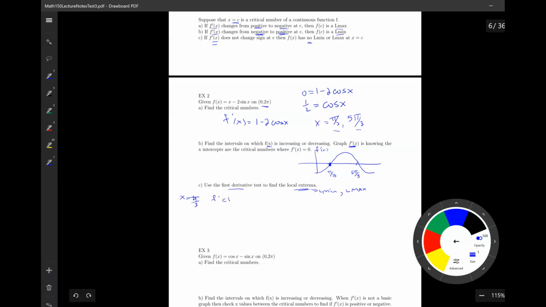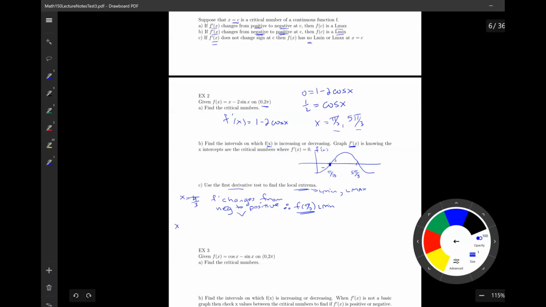F prime is changing. Before pi over 3 it's negative, after pi over 3 it's positive. So it changes from negative to positive. I guess I should have stayed consistent. So negative to positive. So therefore, f of pi over 3 must be a local minimum because it was decreasing and then it went up to increasing. You need to say that the y value is a min or a max, not pi over 3.